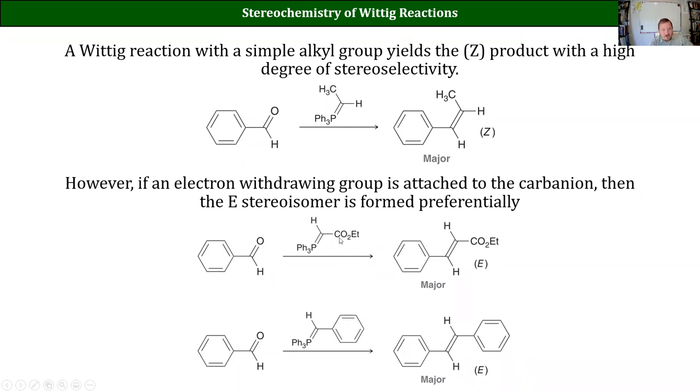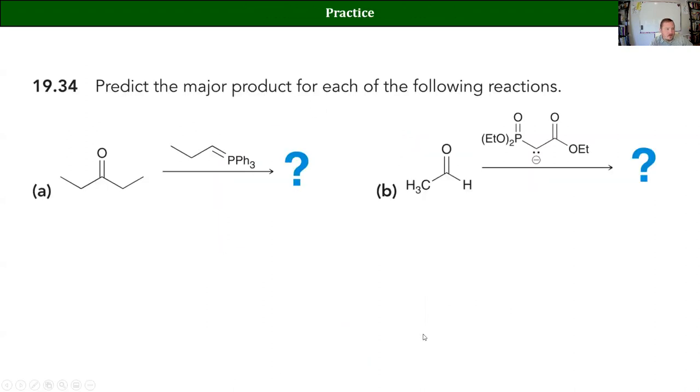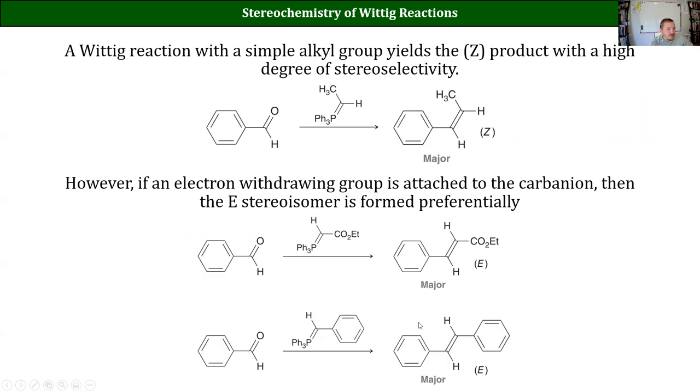But the fact that we can put an electron withdrawing group and that changes which product we get tells us something weird is happening. It means it has to do with either resonance or electronegativity, or something happening in the course of this reaction. It's known more or less how that happens. We'll go over why on Tuesday. But for now, we're just going to go through this as a way of predicting which of these products we get.